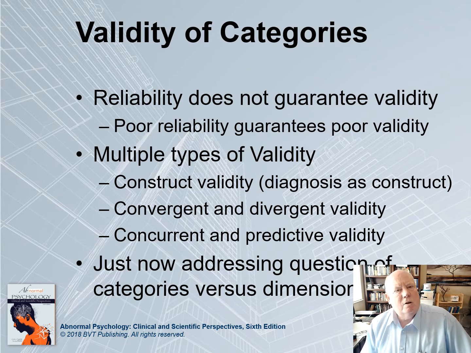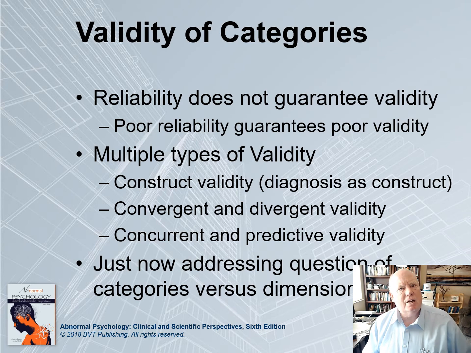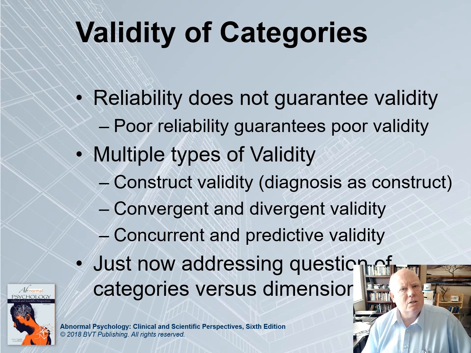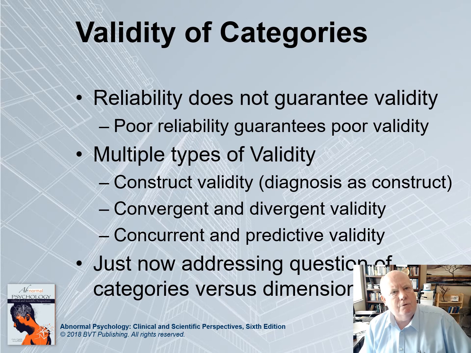We also talk about convergent and divergent or discriminant validity. Convergent validity means that the information is converging on a single interpretation. So for example, if several different measures of intelligence all give us roughly the same predictions, that's converging evidence. If we find, for example, that IQ predicts some things but clearly does not predict other things, that's divergent or discriminant validity.